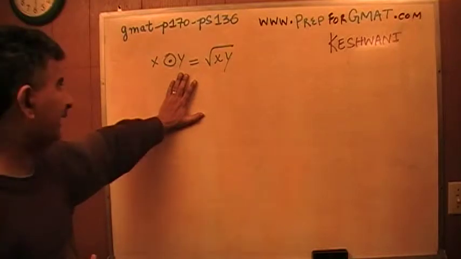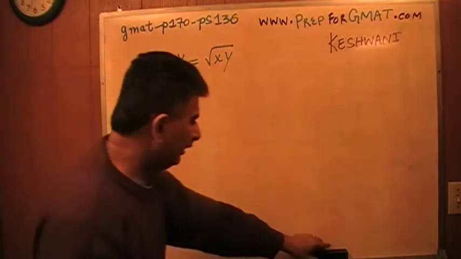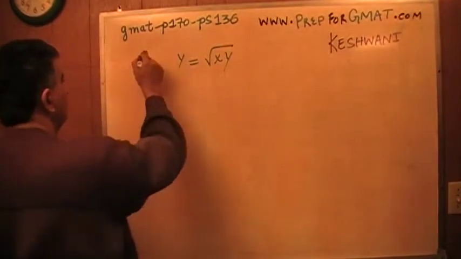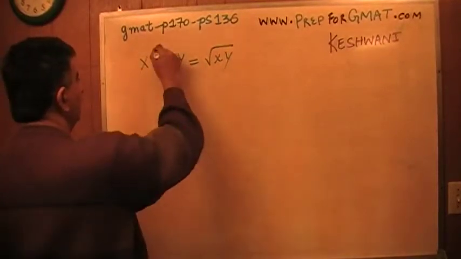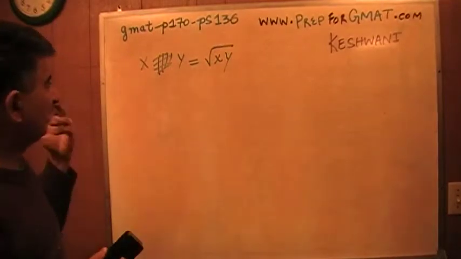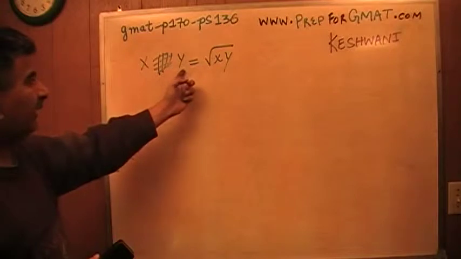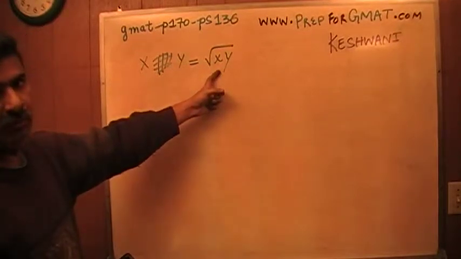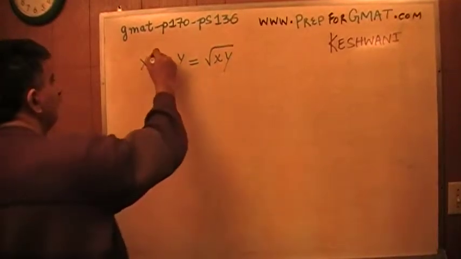All they're saying is that take the quantity that you see on the left hand side of this symbol. The symbol has no meaning. I can change it to any symbol, and the problem will not change. The problem stays the same. What they're basically saying is that take the quantity on the left hand side of the symbol and multiply it by the quantity on the right hand side of the symbol and take the square root of that product. That's all they're saying. So they could have used any symbol they want.